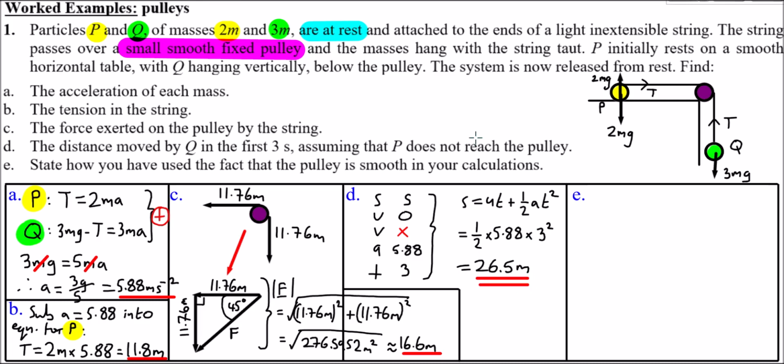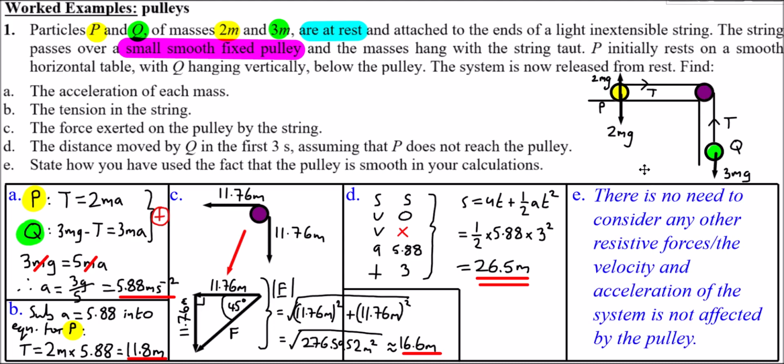And that's that one done. Finally, for E, state how you've used the fact that the pulley is smooth in your calculations. Well, because a pulley is smooth, it means that there's no frictional force we need to consider about the pulley, so it just makes it one less thing to worry about. It's one less problem. So in terms of how to word this in a question, something like this might do the trick.